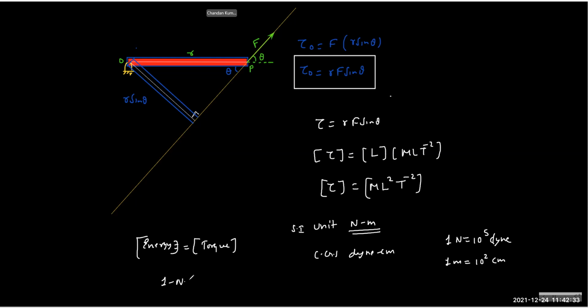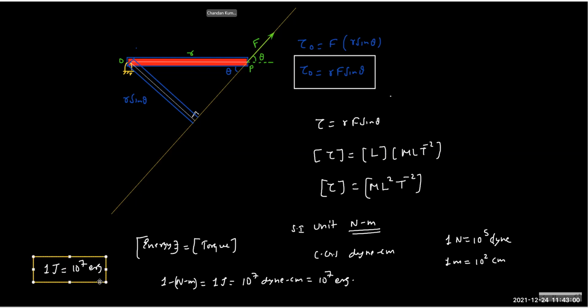1 Newton meter is called 1 joule, which is equal to 10 power 7 dyne centimeter. And dyne centimeter is called erg. So that is the joule to erg relation. I hope this is what you have studied in class 9th, the units and dimensions chapter, right? Yes, sir.